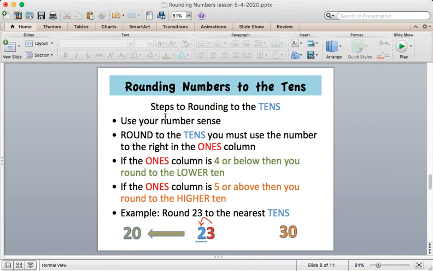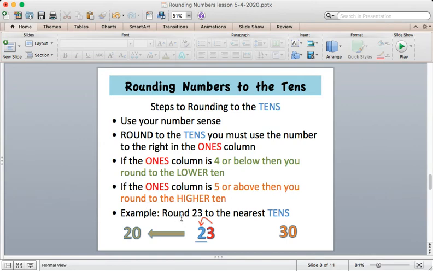So steps to rounding to the tens. You're going to use your number sense that we just reviewed. We're going to round to the tens. You must use the number to the right in the ones column. So the number on the right-hand side you're going to use to round to the tens. If the ones column is 4 or below, then you're going to round to the lower 10. If the ones column is 5 or above, then you're going to round to the higher 10.